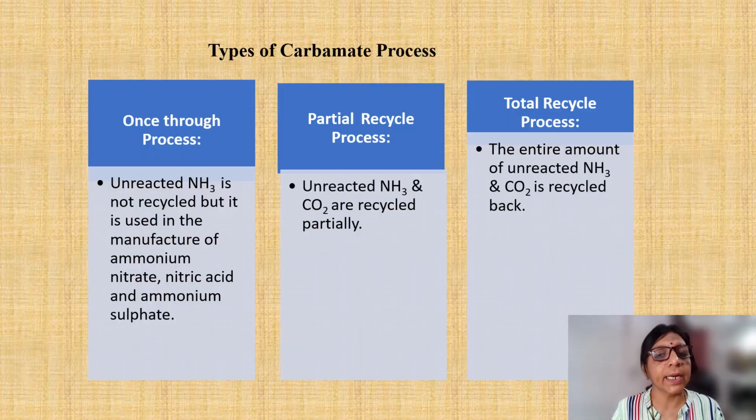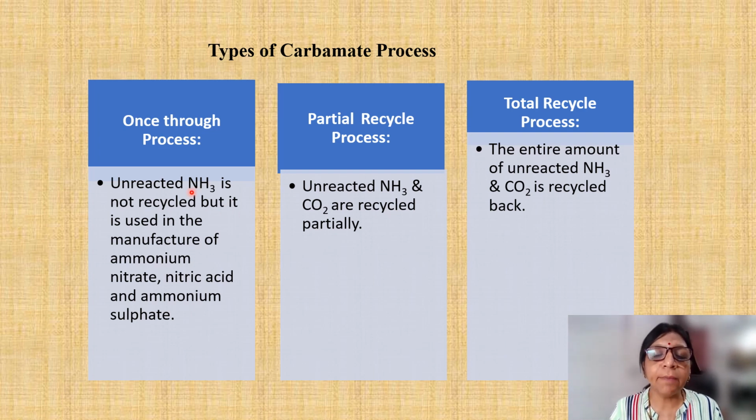Talking about the carbamate processes, there are three types: once through process, partial recycle process and total recycle process. Before I go into the detail of these three processes, I would like to tell you the basic difference between them: the quantity of unreacted ammonia that will be recycled back to the reactor.